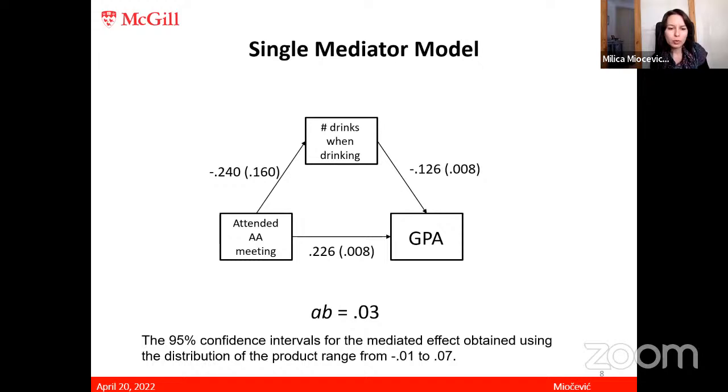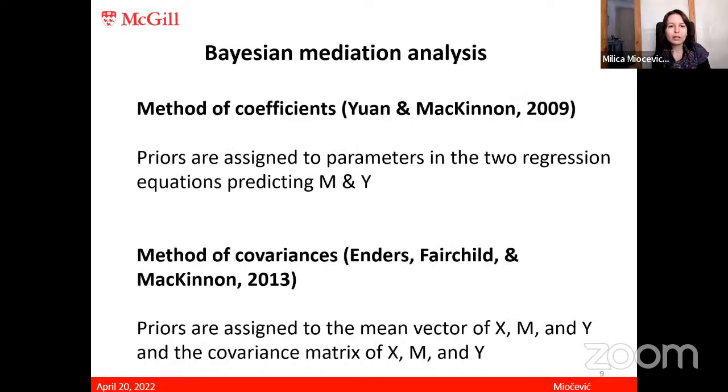So in the frequentist framework here, we would conclude that there's no significant indirect effect of AA on GPA through the amount of drinking. Now, if we were to do this analysis in the Bayesian framework, there are at least 2 options. I don't discuss Bayes factors, but that's another alternative method you could use for evaluating whether there's mediation in these data. But I'll be talking about parameter estimation.